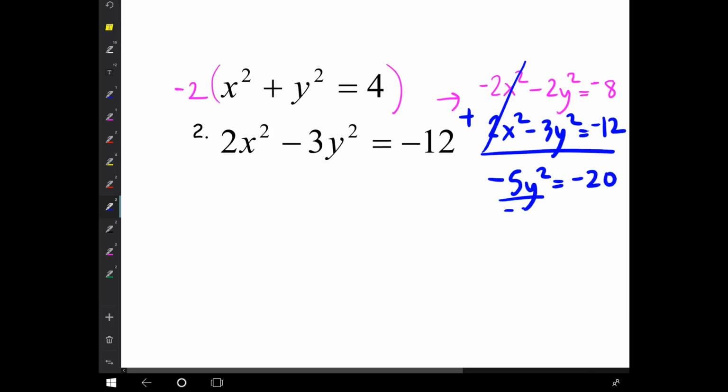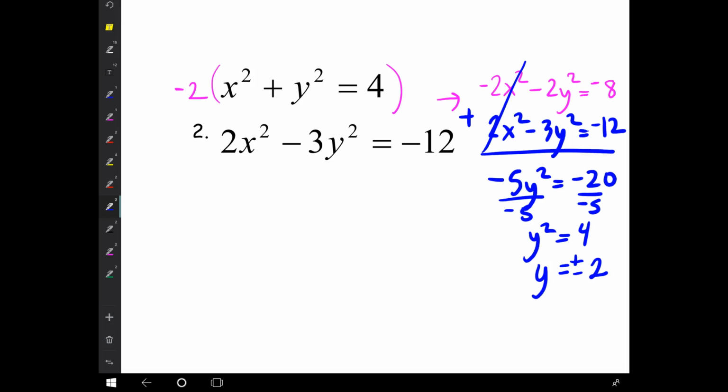Divide both pieces by negative 5, and I get y squared is equal to 4. So what should be my answer for y? Yes, I love you guys. You all said plus or minus 2. Here's the thing, if you had just said positive 2, you would miss an entire answer.